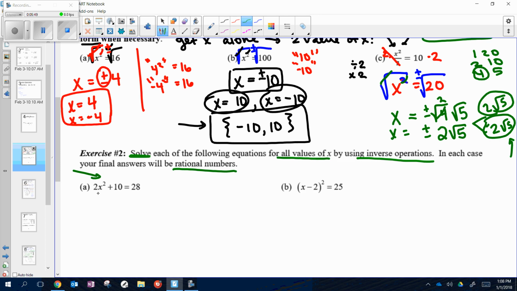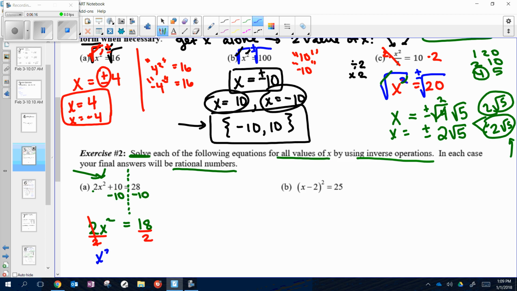So we're going to get close to the x squared by working our way in. The first thing I notice is the 10, and then the 2, and then the x squared. Just like we did with linear equations, you're going to subtract the 10 over to the other side. You're trying to get x alone. So 2x squared equals 18. Then you're going to divide away the 2, getting closer to the x squared every time.